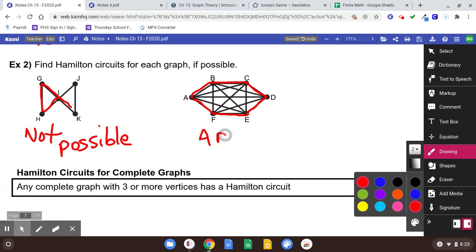So find the Hamilton circuit. I went A, B, C, D, E, F, and back to A. Notice I ended and started at the same place. There are other ways of doing this. That's not the only way.